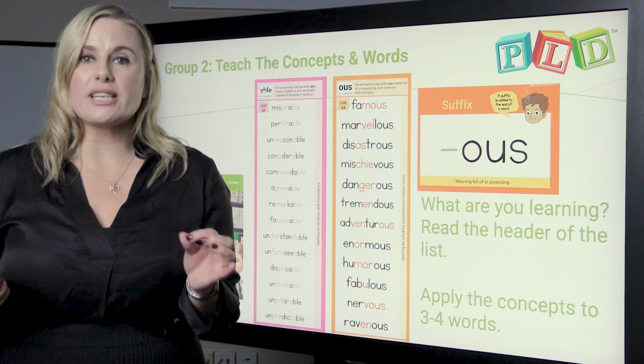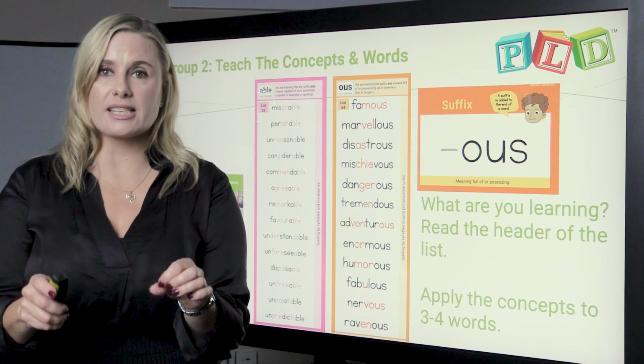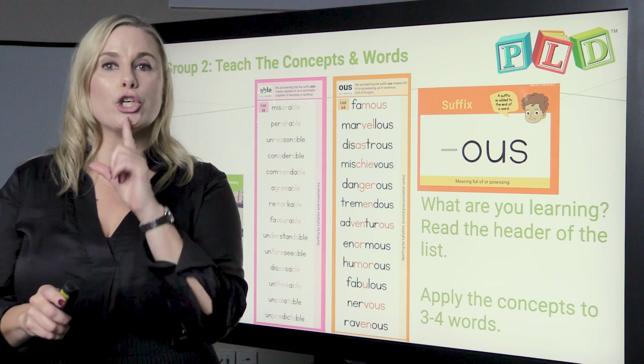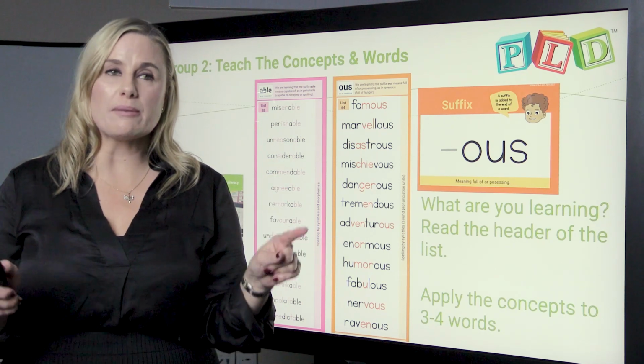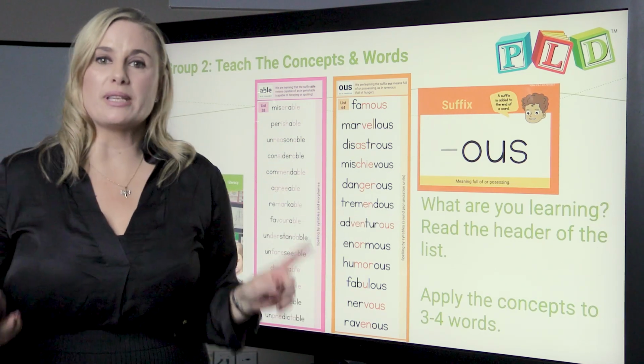Group 2, what is your concept this week? You are doing a suffix. O-U and S make the sound us at the end of a word. What does it mean? It means you're full of or possessing.